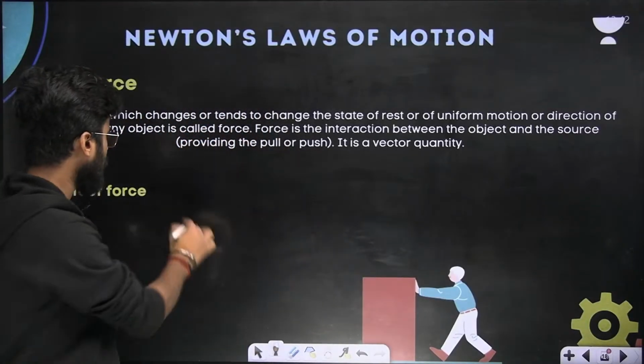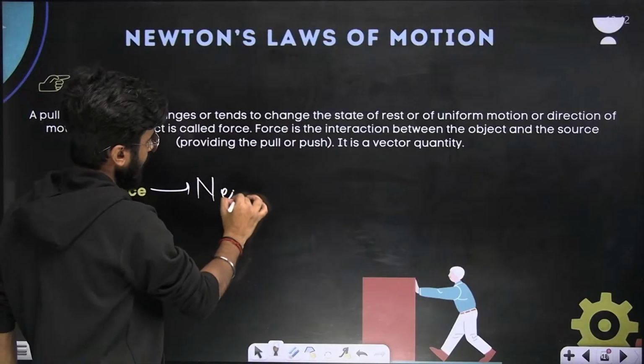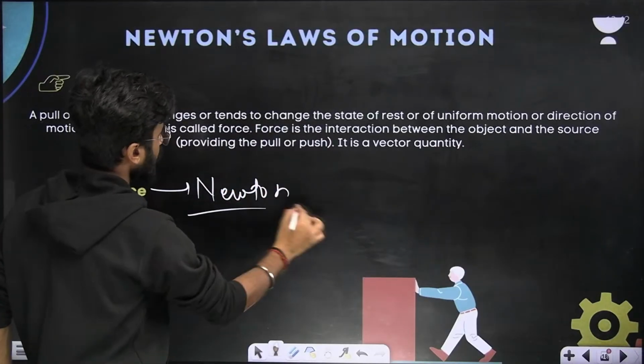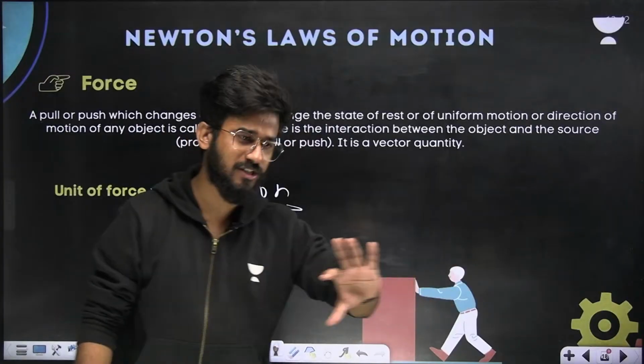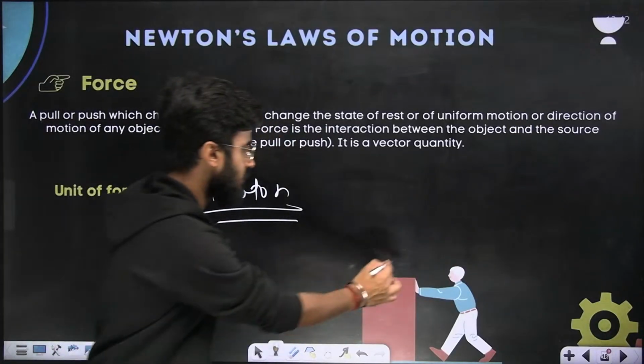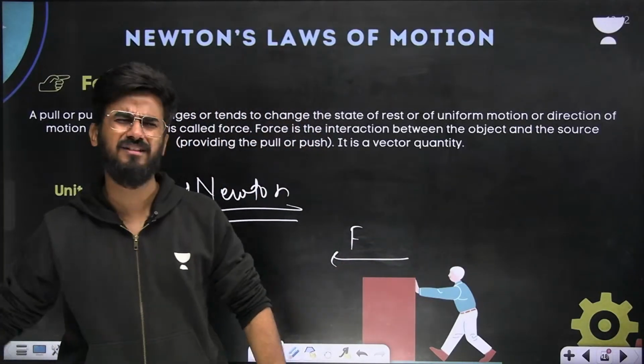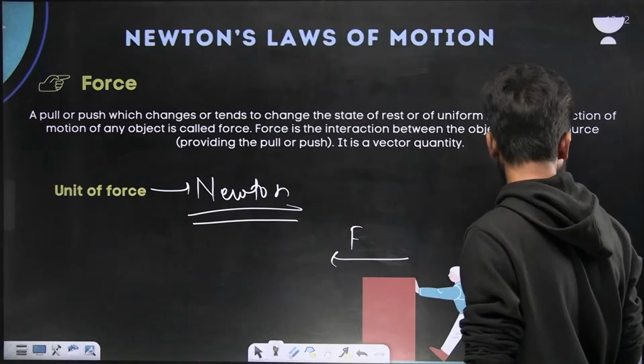The unit of force is simply Newton. We don't have to spend too much time on this. So the unit of force is Newton. Force is simply when we are pulling or pushing, whatever it is, in some direction. We don't have to spend too much time on this particular thing.